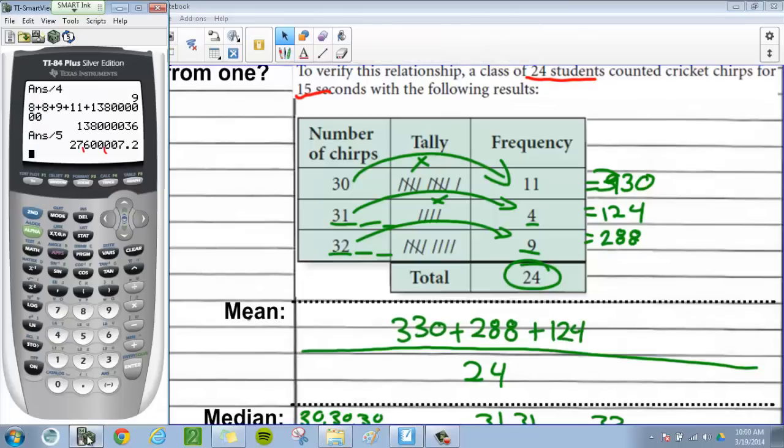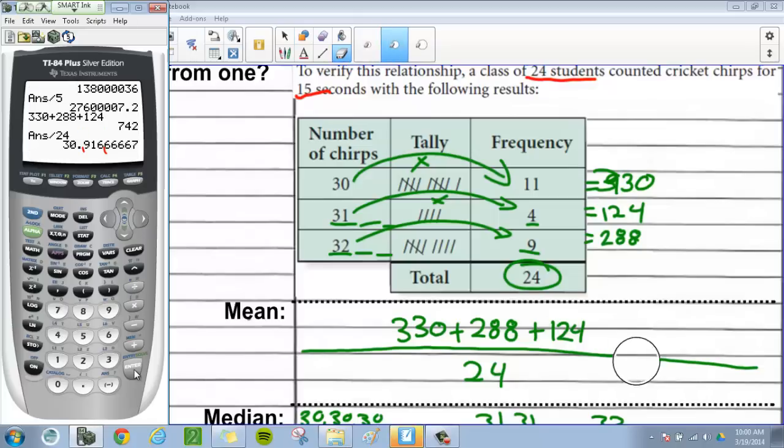And let's just add those up and get our final solution. 330 plus 288 plus 124. Enter. Divide that by 24. And I hope I didn't do any arithmetic errors here. So the average would be equal to 30.91 chirps per 15 seconds. Add 40 to that, and there's the cricket saying, hey, it is about 70 degrees Fahrenheit out there. So that's how you can use a frequency table to find the mean, median, and mode.